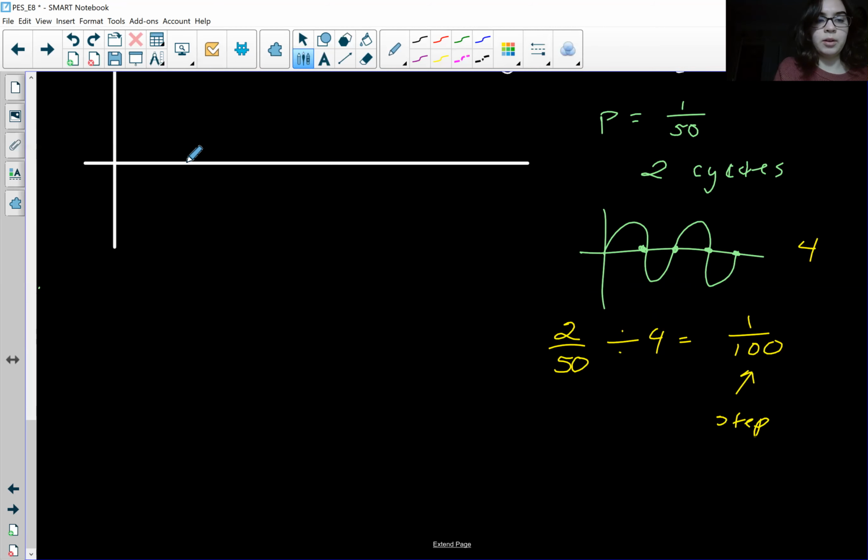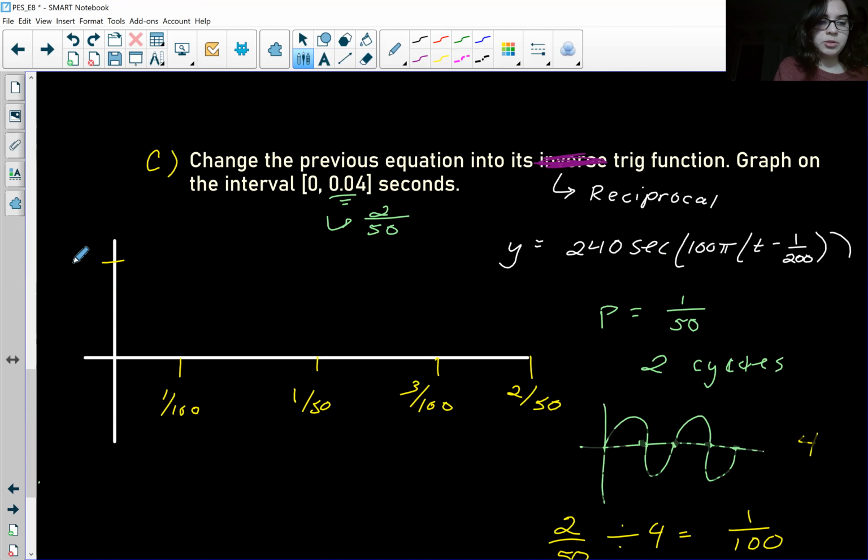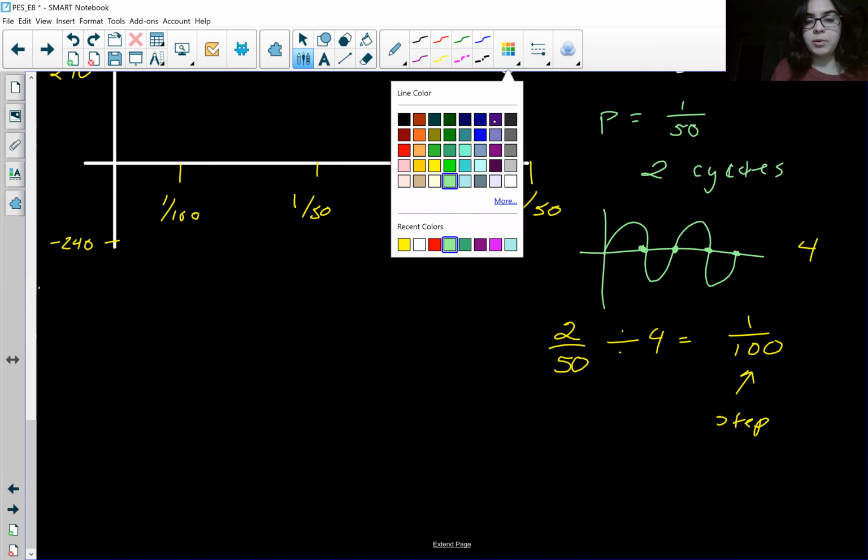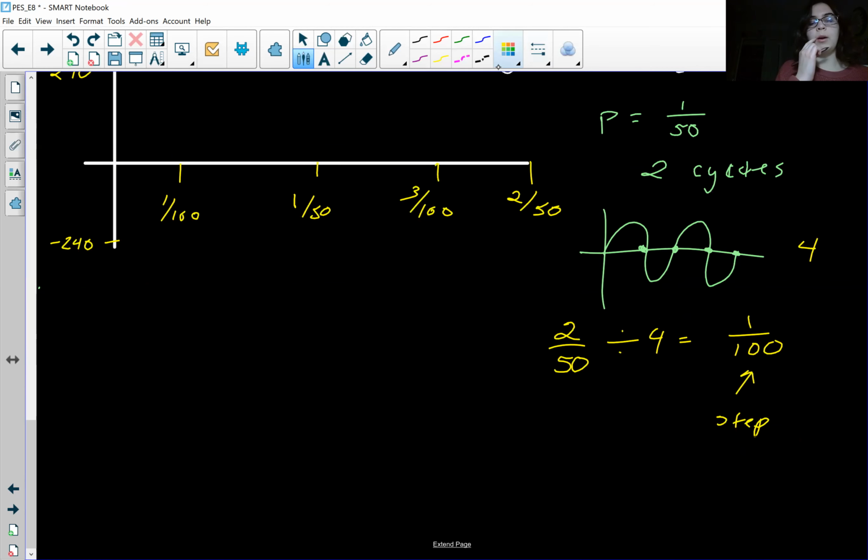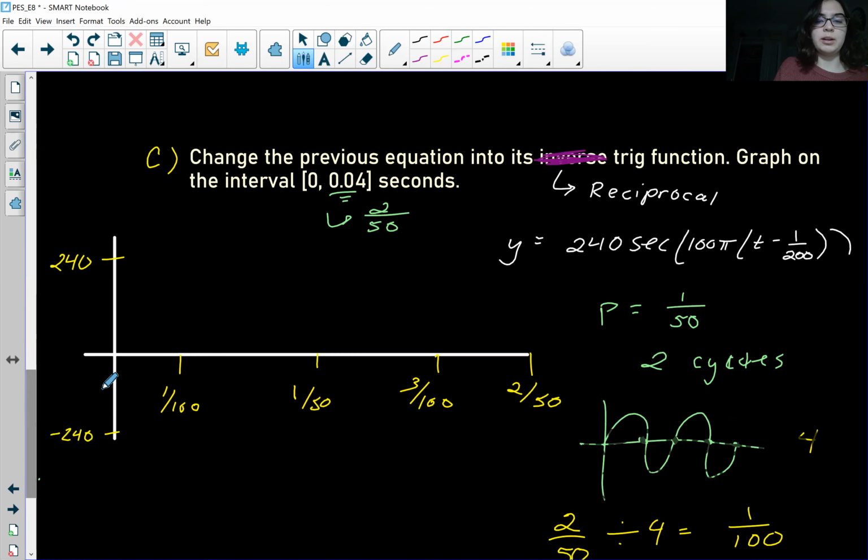And we're going to make 4 points here. So 1, 2, 3, 4. This will be 1 over 100, 1 over 50, 3 over 100, and 2 over 50. Let's also put our amplitude here, 240, negative 240. Okay, first thing we might want to do is graph the easier function, which would be the cosine.